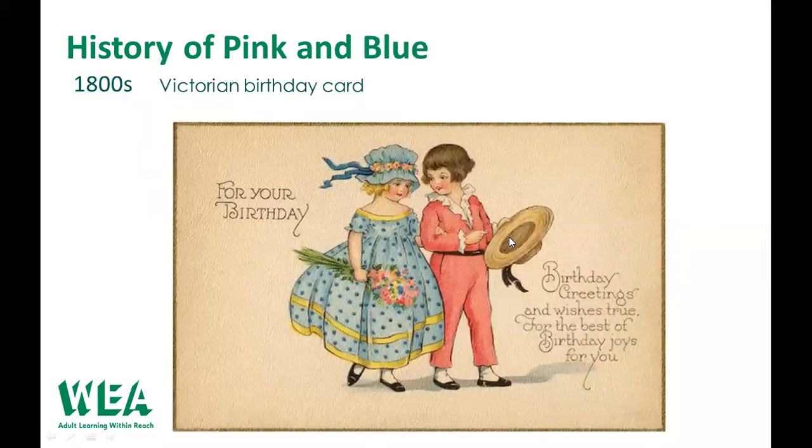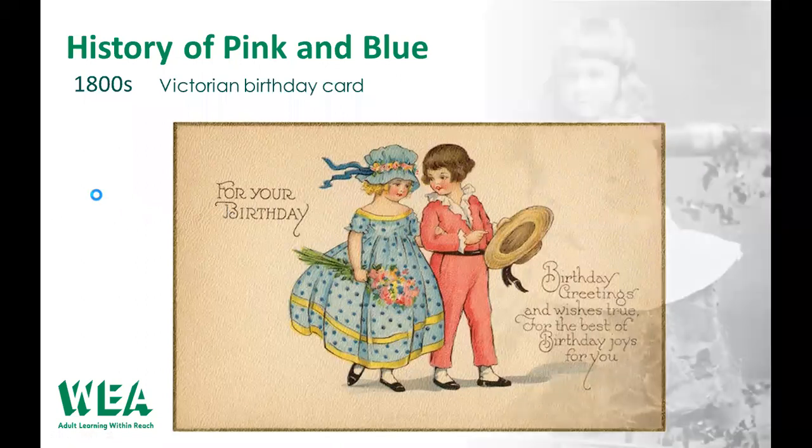Another example is the Victorians. This is a Victorian birthday card. On this card, you can see that the little girl is in a blue dress and the boy is in a red sort of romper suit here. So again, there's no discrimination between these colours being fixed in terms of who wears what. It's just a depiction of a Victorian card. And you can see those role reversal colours there.